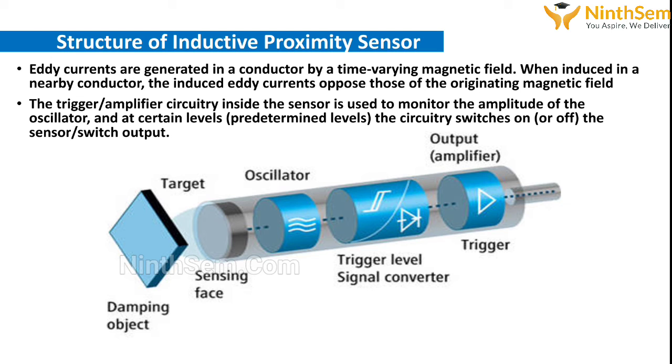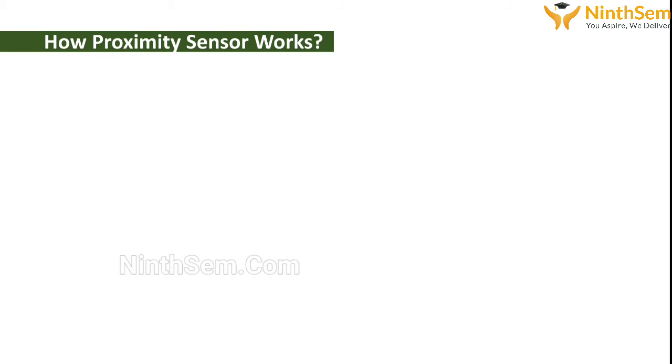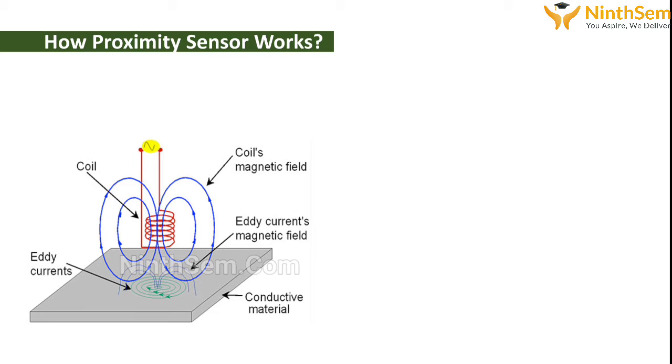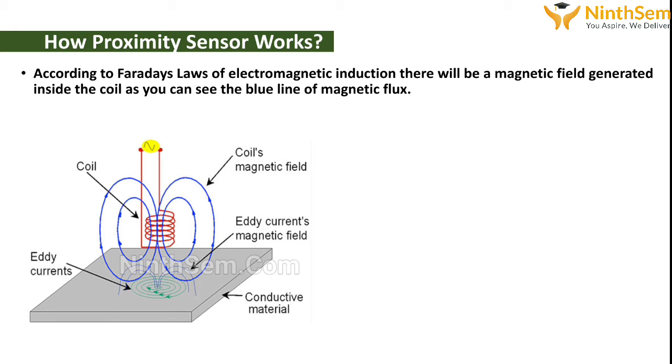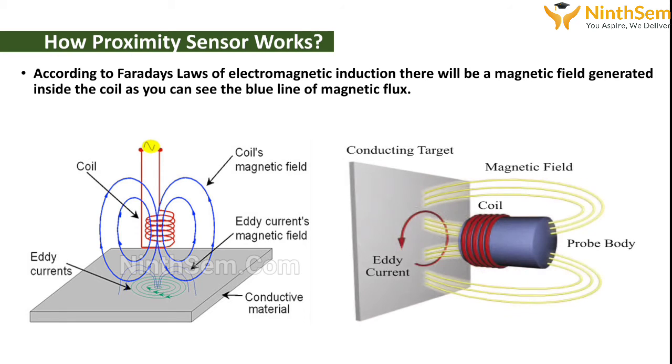Now explain how the inductive proximity sensor works. As you can see in the figure, there is a magnetic coil which is supplied by an AC signal. According to Faraday's law of electromagnetic induction, a magnetic field will be generated inside the coil. As you can see, the blue line is the magnetic flux. If some metallic object is kept near the magnetic line of flux, what will happen?